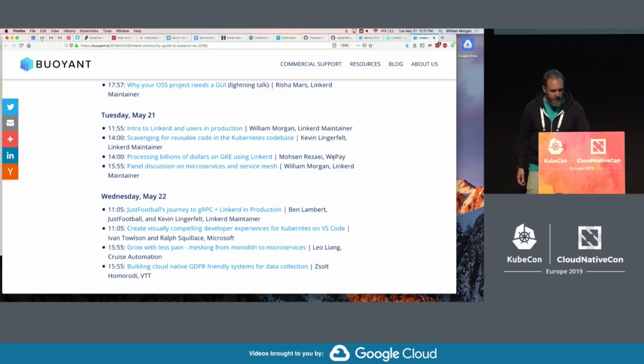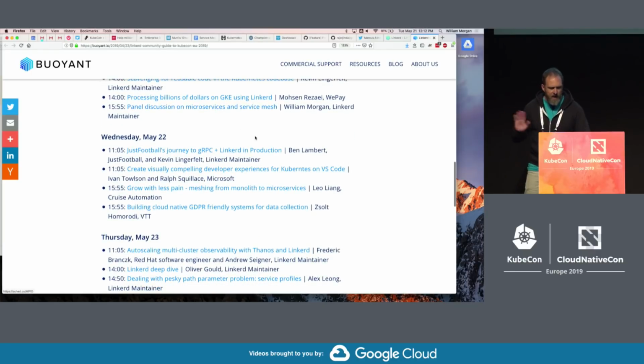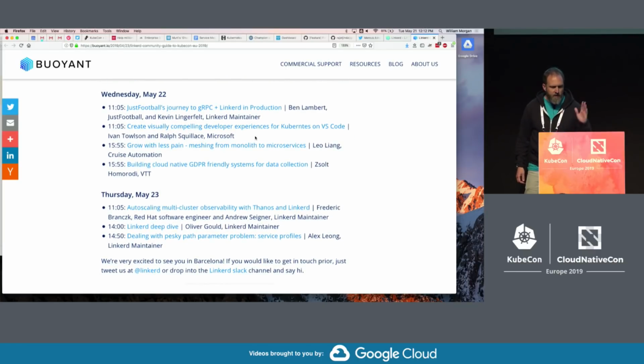So you can pick and choose whether you care about money or code, because they happen at the same time. I'm going to be on some panels. Skip that, that's boring. There's a bunch of other interesting talks from some more production users. And if you use VS Code, there's a really cool VS Code Linkerd integration that will be featured as part of this talk tomorrow from some of the Microsoft folks.